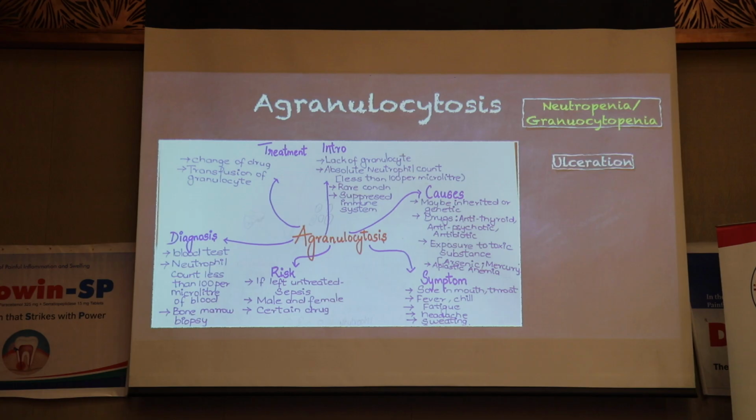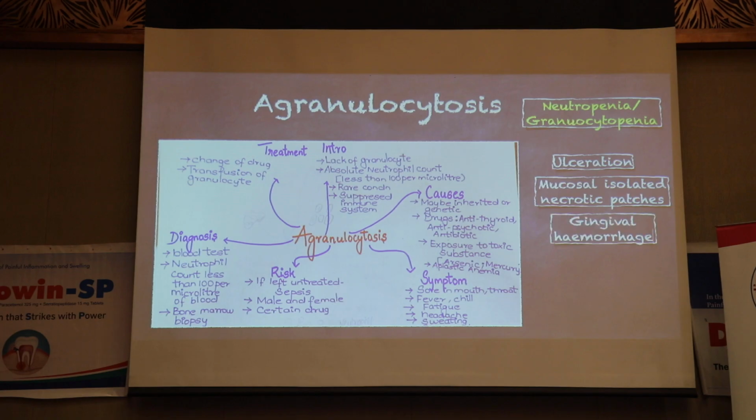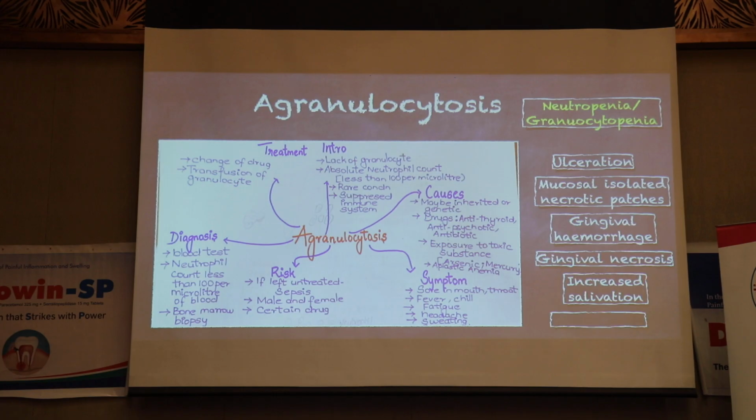What are the symptoms that we can see in agranulocytosis? Ulceration, an isolated necrotic patch in the mucosa, gingival hemorrhage, gingival necrosis, and increased salivation along with a fetid odor.